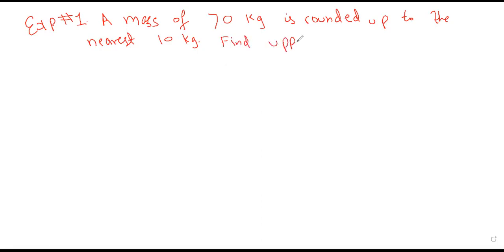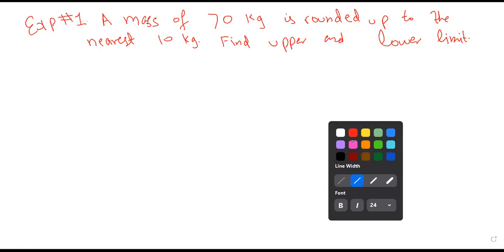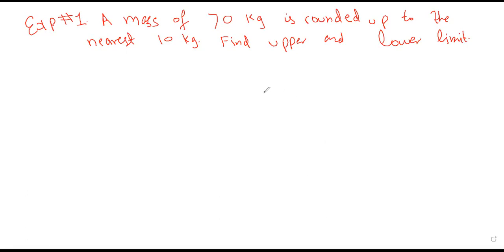Find upper and lower limit. Okay. Now again, we are discussing the new chapter, that is limits of accuracy. And right now we are just learning how to find the upper and lower limit, given that XYZ thing, in this case it is mass of 70 kgs, is rounded up to the nearest 10 kgs. Okay. You need to follow this, nearest 10 kgs.